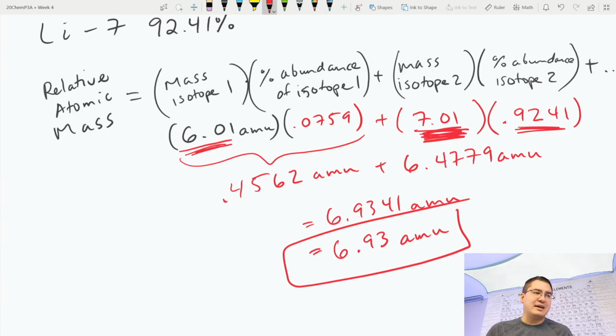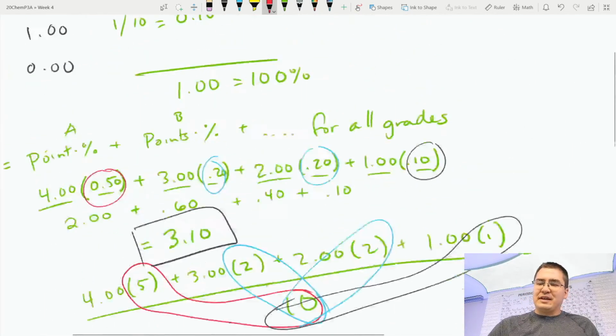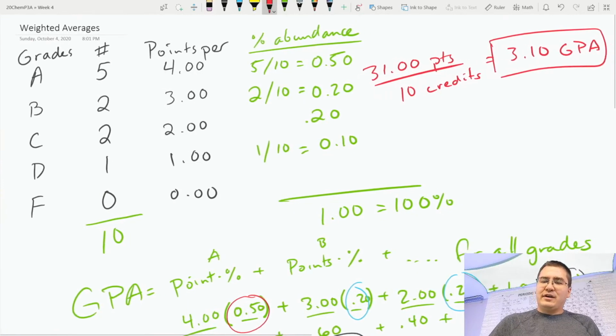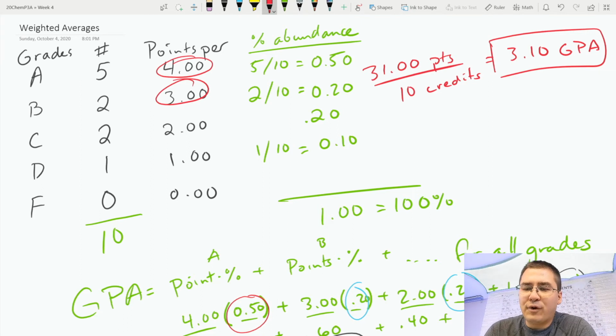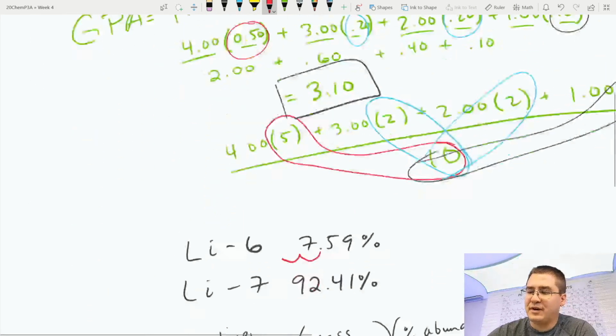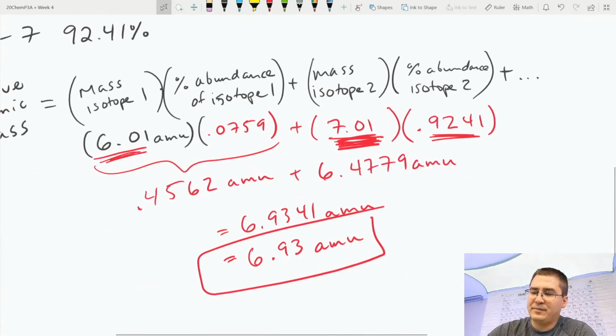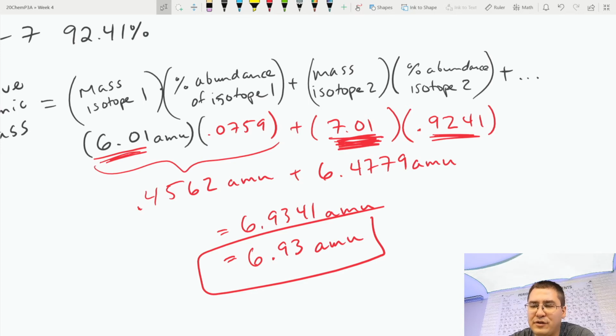Just like, let's go back to your GPA for a second. Your GPA fell close to the A-B range, I think somewhere between 4 and 3, mostly because those were the most prevalent. A was the most prevalent. However, you had some B's, C's, and D's that pulled it down. And so you can take a guess at where the average will fall. And for lithium, the average falls closest to the heavy isotope, right? So that's an example of an element with 2 isotopes.